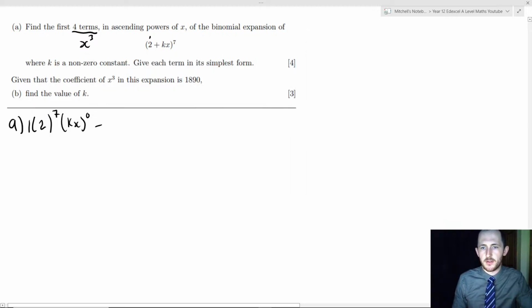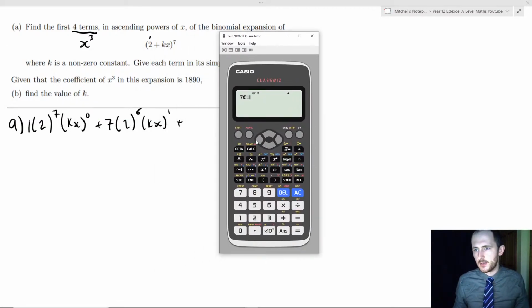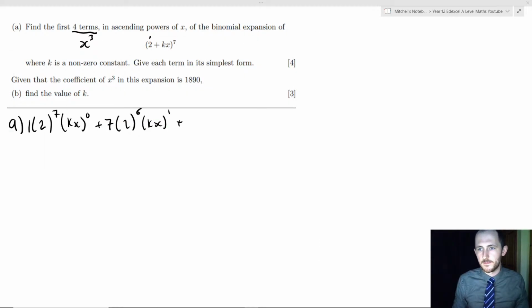So now I get plus 7, and what I do is I reduce the power of the 2, so instead of 7 I make it 6, and I increase the power of the x. And that's all you do. That's rinse and repeat until the end, okay? So once again, change this to a 2 because we want the third position. 21. Reduce the power of the 2 to 5, increase the power of the x.